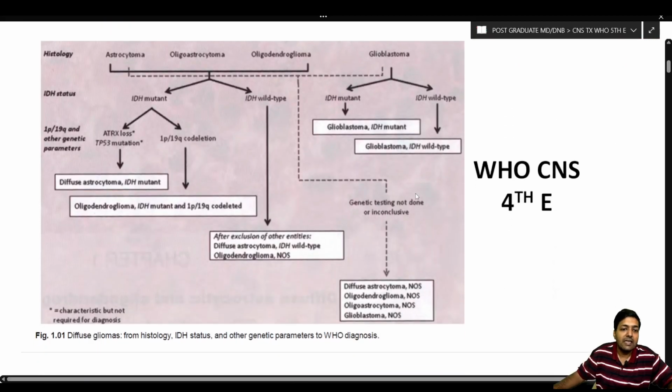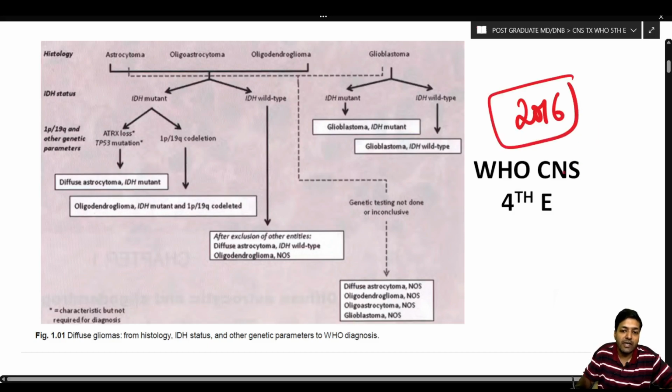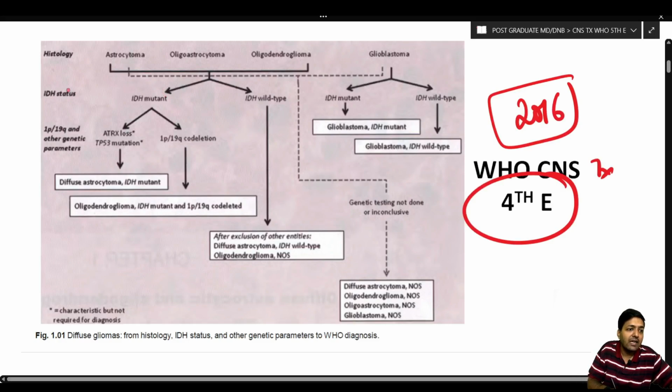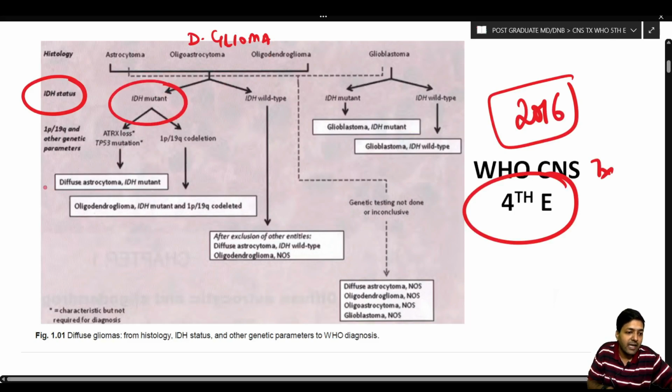This is what was introduced in the previous edition, the 2016 edition of the WHO CNS classification of tumors, that is the 4th edition. Over here we had the IDH status, and for any kind of diffuse glioma we used to check this IDH status, and depending on that we used to label it as diffuse astrocytoma IDH mutant, or oligodendroglioma IDH mutant and 1p19q co-deleted. And we had different types like glioblastoma IDH mutant and glioblastoma IDH wild type.